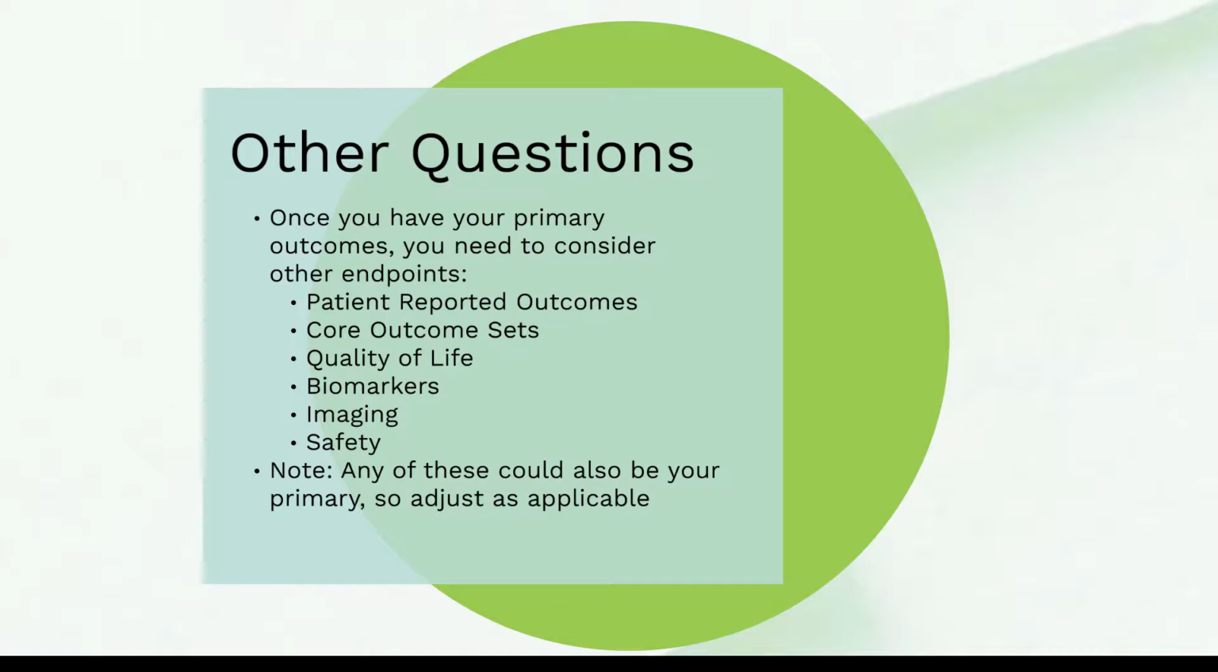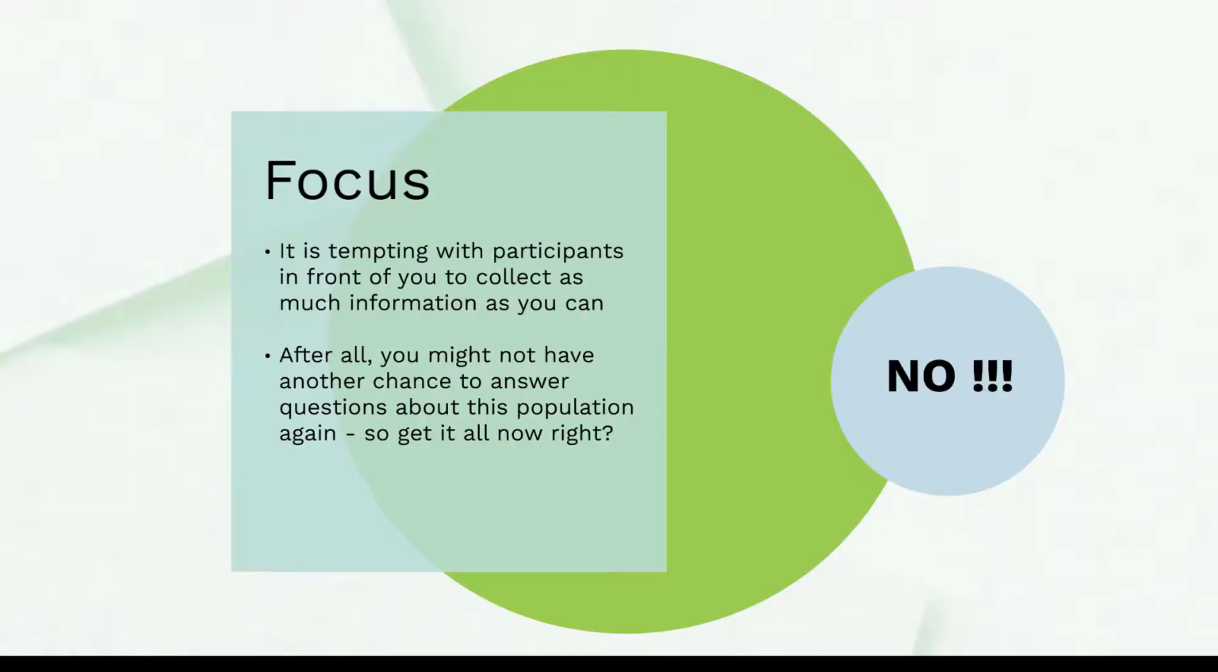It's also important to note that any of these could actually also be your primary outcome, so adjust as applicable. You very rarely, in fact, would never see a clinical trial that has one sole outcome collected. So you need to think about completing the circle basically for your outcome set. So you do need to focus when you're planning your outcomes.